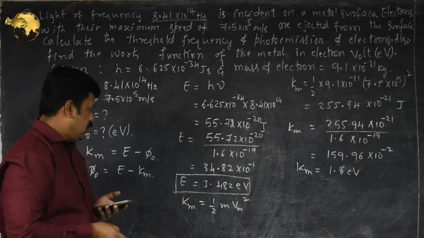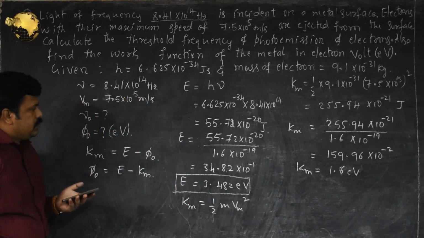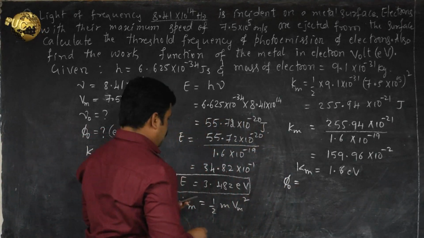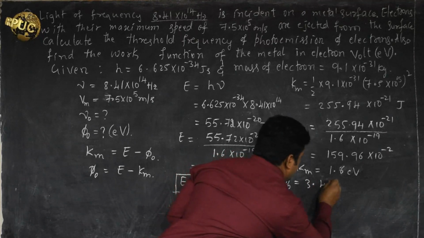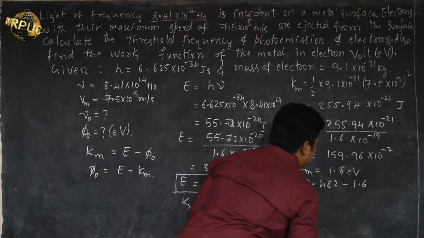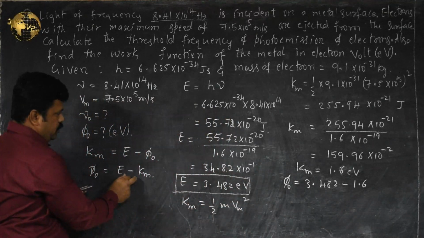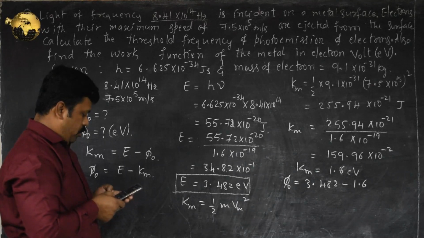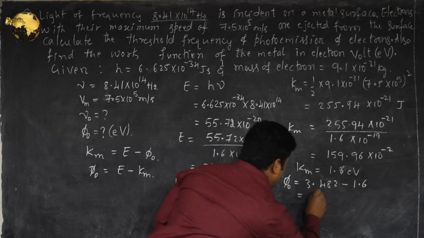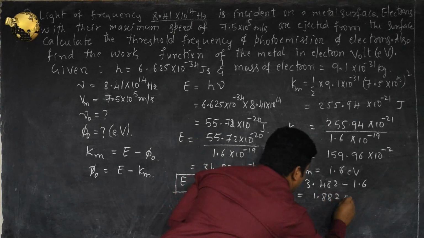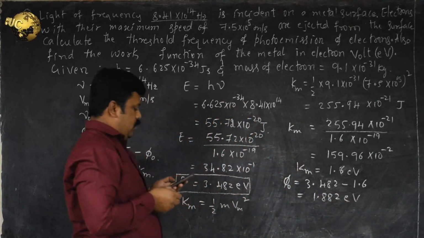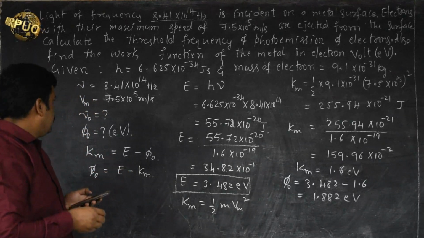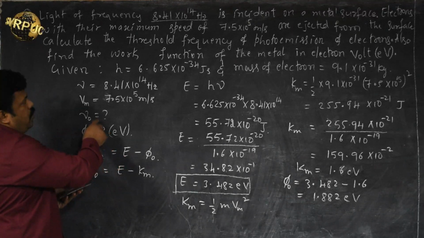So we got E and also K max. Let's find out phi naught. It's going to be 3.482 minus 1.6 electron volt. I'm directly writing with respect to this formula. 3.482 minus 1.6 is coming out to be 1.882 electron volt.